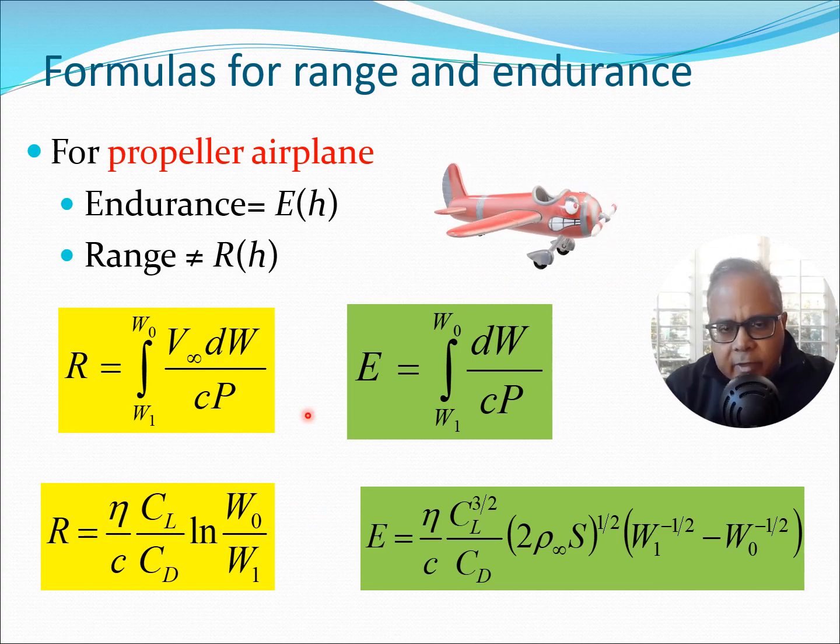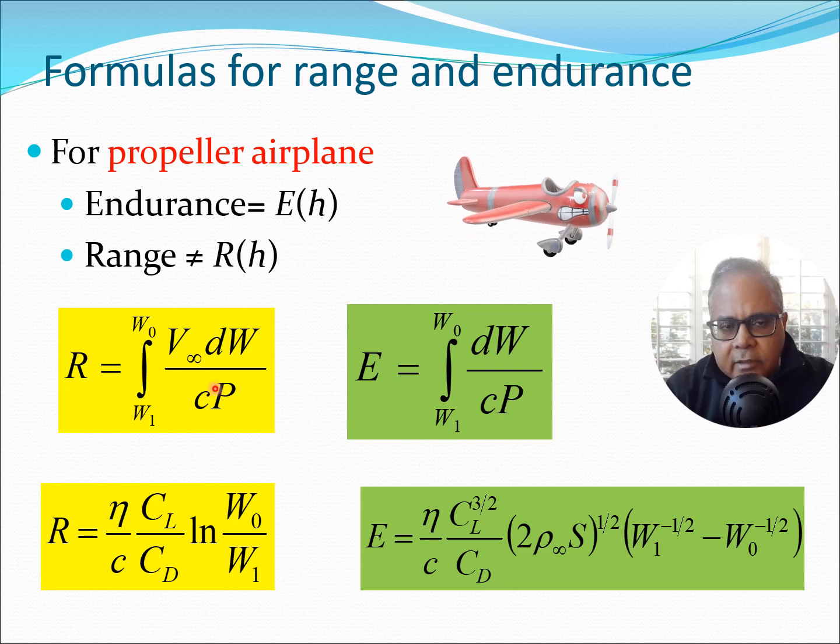So let's now compare the formulas we have obtained for the propeller aircraft. We can now write the range and the endurance equations. The equations on top are given in the integral form, and the equations at the bottom here are given in the closed form solution. So here the yellow things are referring to the range equation, and the green boxes are referring to the endurance equation. So one thing we clearly see here is that endurance is a function of density, but range is not.